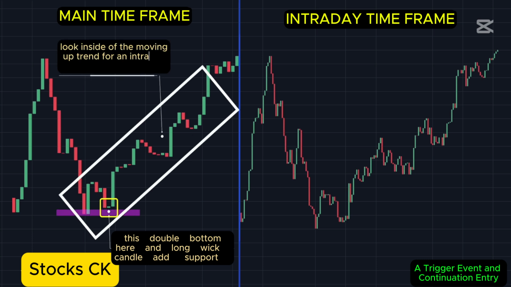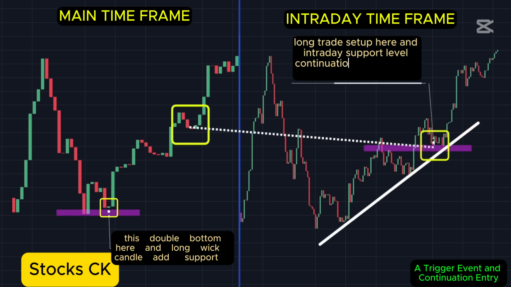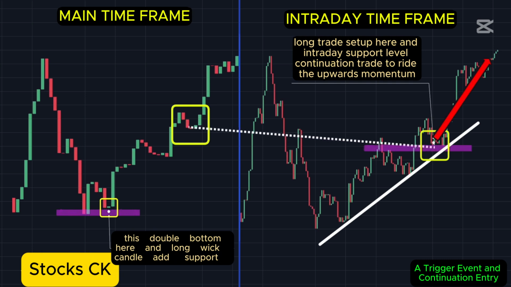Option 2, look inside of the moving uptrend for an intraday long trade setup. So once you look inside of the moving trend, you would find an intraday long trade setup here where price pulled back to the trend line and intraday support level, which is when you would take a long continuation trade to ride the upwards momentum. So moving on.